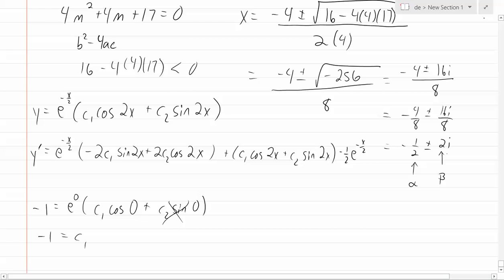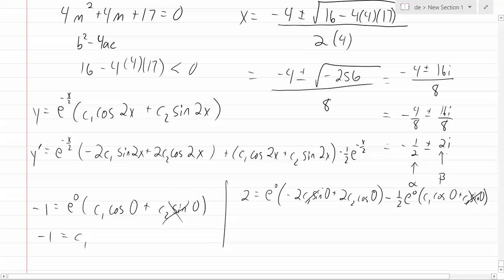The other initial value is y prime of 0 equals 2. So I'm going to plug that in for y prime. So 2 equals e to the 0 times negative 2 c sub 1 sine of 0 plus 2 c sub 2 cosine of 0, plus, actually, since there's a negative 1/2 e to the negative x over 2, it's going to be minus 1/2 e to the 0 times c sub 1 cosine of 0 plus c sub 2 sine of 0. So all the sine of zeros go away. E to the 0 is equal to 1. So I have 2 equals 2 c sub 2, because that's 1. And then that's 1, so you've got to multiply it times negative 1/2. So it's going to be minus 1/2 c sub 1.